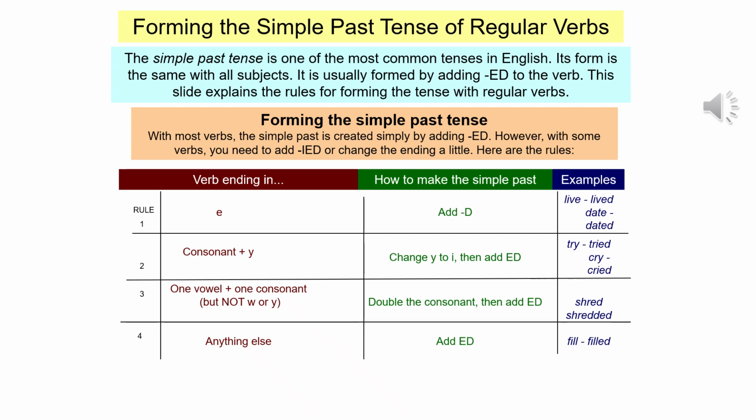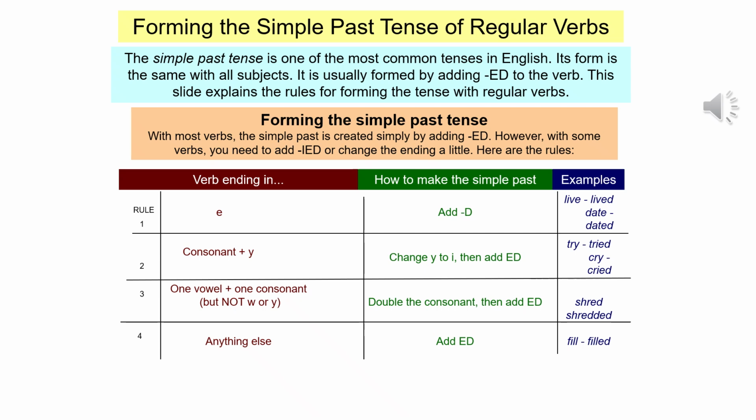Forming the simple past tense. With most verbs, the simple past is created simply by adding ed. However, with some verbs, you need to add ied or change the ending a little. Here are the rules. Rule 1. Verb that ends in e. How to make the simple past: add d. Examples: lived, dated.